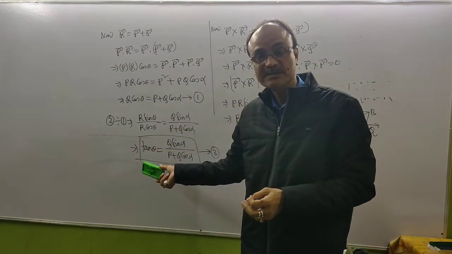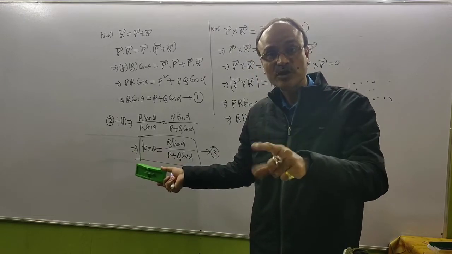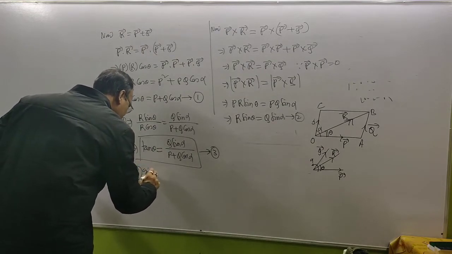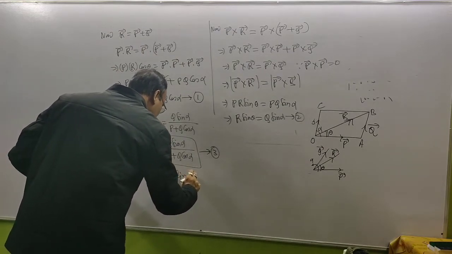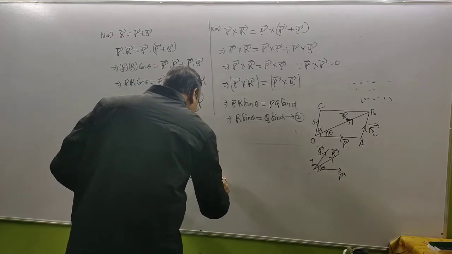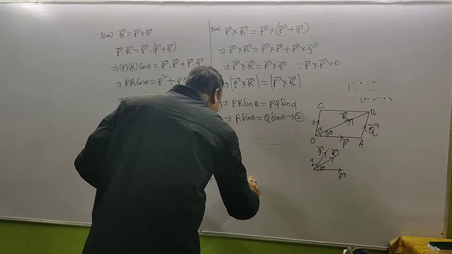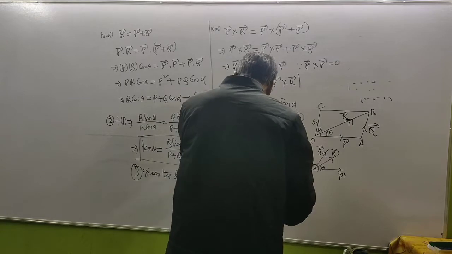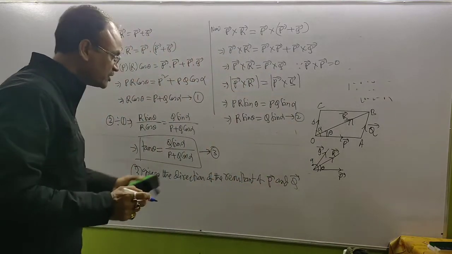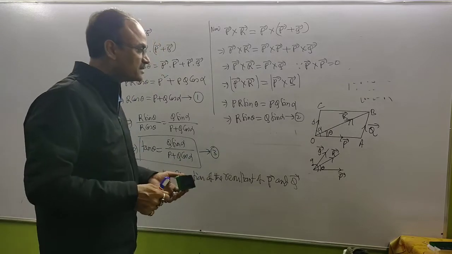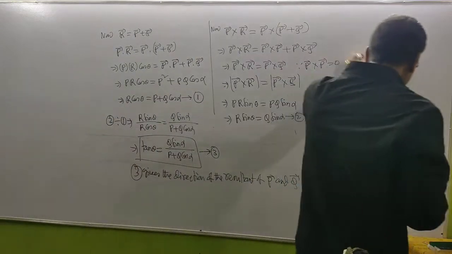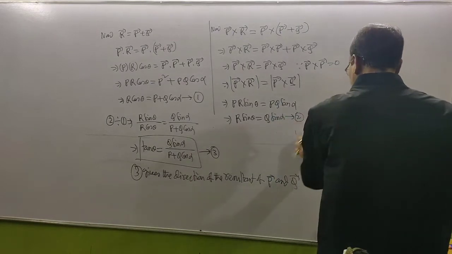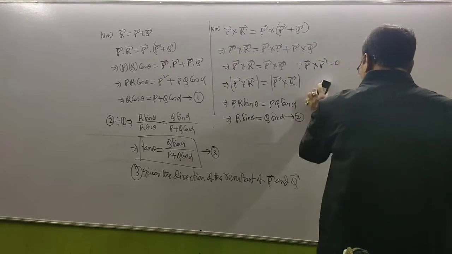This gives the direction of the resultant of P and Q. Number 3 gives the direction of the resultant of the forces P and Q.